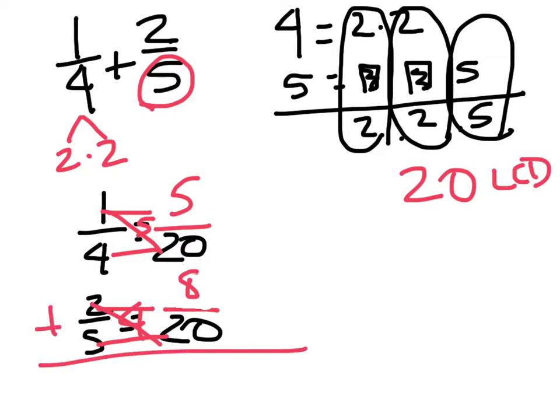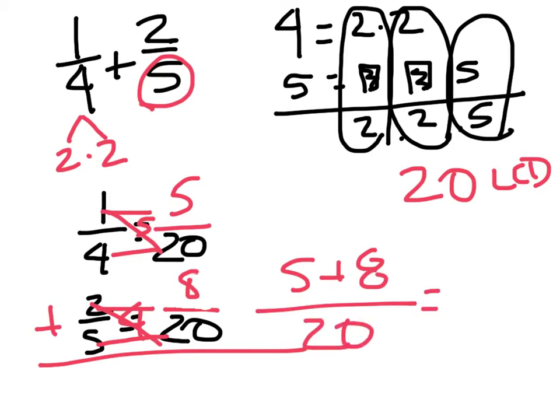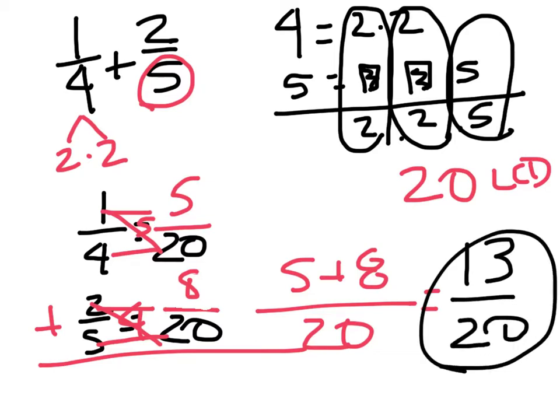Now we can add these up. Remember how it showed us in our previous video? We can say 5 20ths plus 8 20ths is equal to 13 20ths. There's our answer. We know it's in lowest terms because the top is a prime number, and we know that the bottom is not a multiple of that prime.